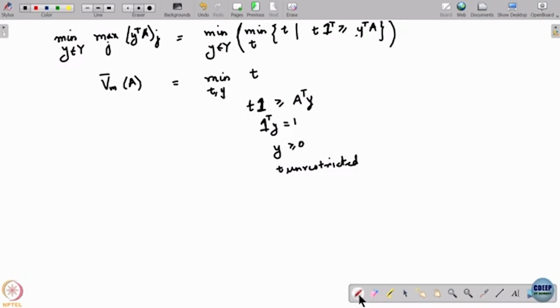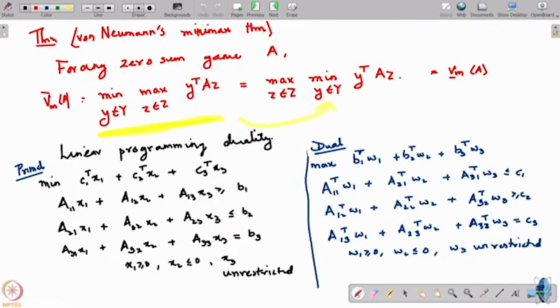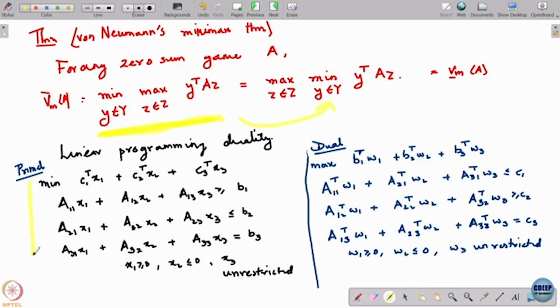So, what is this now? This is now a linear program. So, what we have got is that Vm upper bar can be written as simply the solution of a linear program. And we will take this to be our primal, and we will invoke the linear programming duality theorem that we wrote previously. So, we are going to write this as a primal problem in this particular form here.